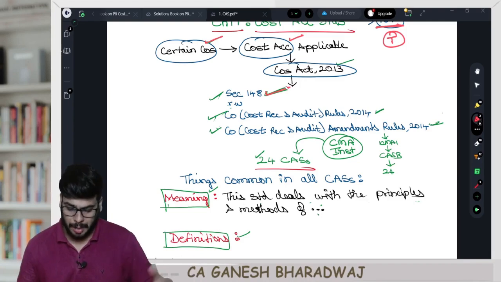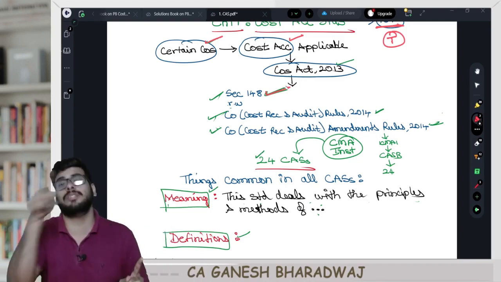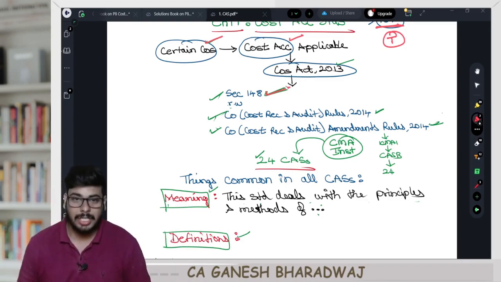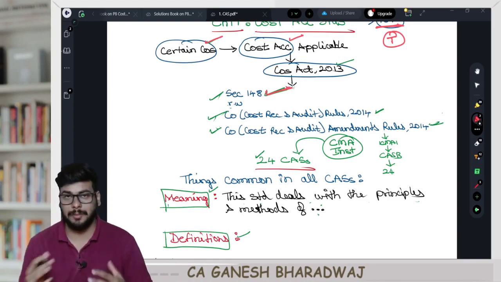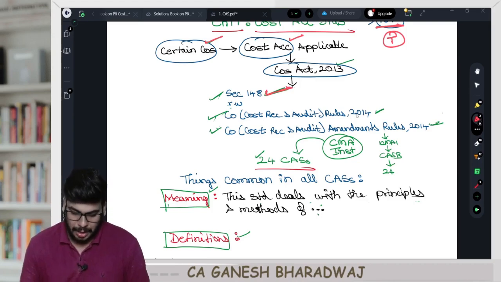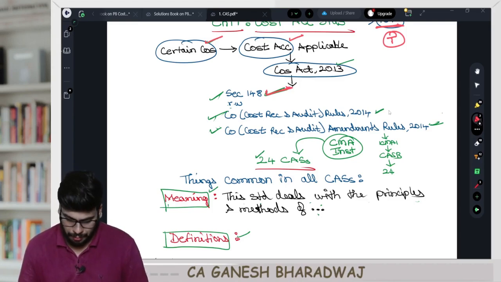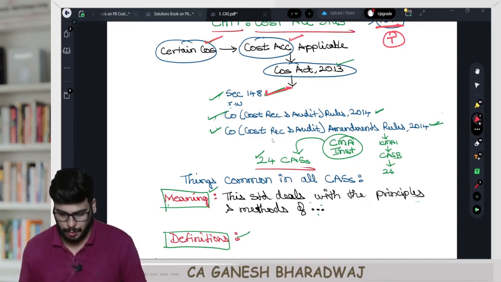So a certificate of practice as well from the CMA Institute, right? What does he audit? He audits the cost records. Are you clear with this? So this provision of Companies Act 148 read with Companies (Cost Records and Audit) Rules, 2014 and Cost Records and Audit Amendment Rules 2014.